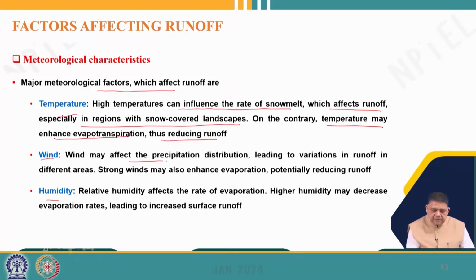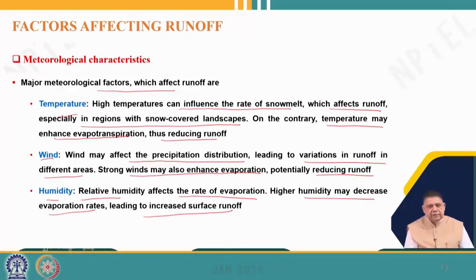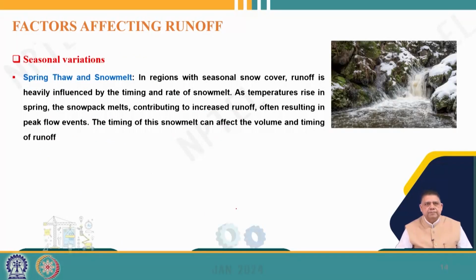Wind may affect the precipitation distribution, because winds may take away precipitation from the catchment, or they can bring it, and similarly that means variation in runoff will be there. Similarly, strong winds may also enhance evaporation losses and thus runoff could be reduced. Humidity, we know that relative humidity plays a significant role in evaporation. So, relative humidity affects the rate of evaporation. Higher humidity may decrease the evaporation rate, leading to increased surface runoff and vice versa.